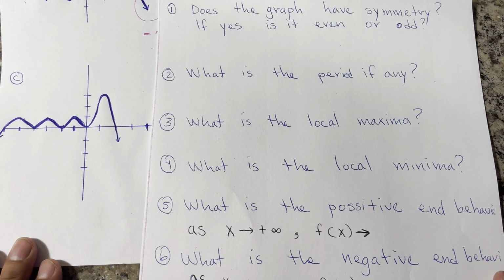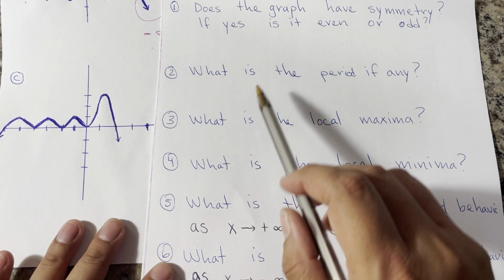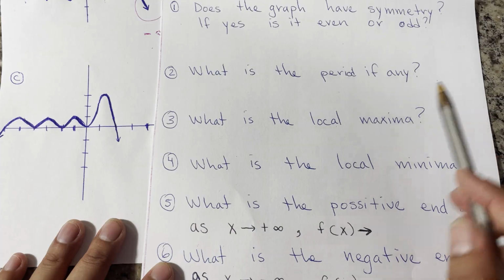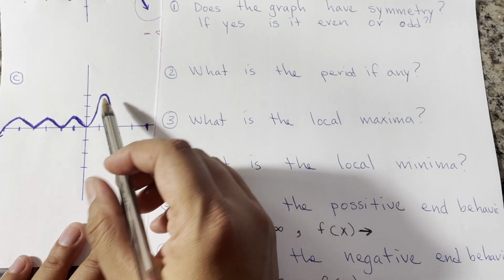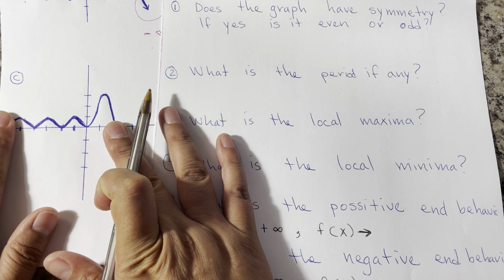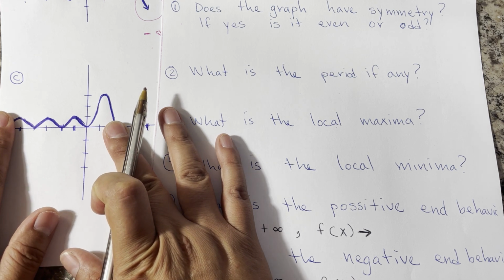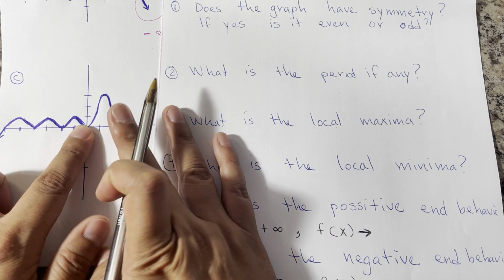Okay, let's go with our third graph. It says, does the graph have any symmetry? If yes, is it even or odd? We look in here, if we fold it, even if I took away the ends, because I put those just to give more examples of the end behavior, even then, it's not going to match exactly.